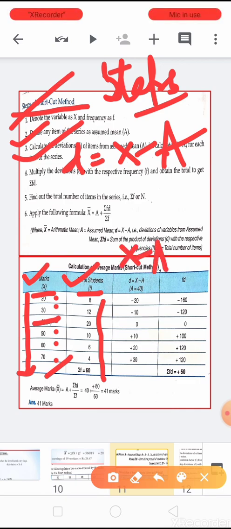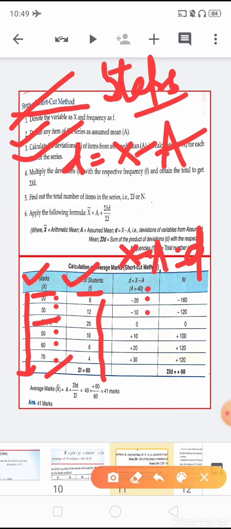x minus a is equal to d. Like 40 we have assumed, so the assumed mean we have allotted here is 40. Now 20 minus 40 is minus 20. 30 minus 40 is minus 10. Then 40 minus 40 is 0. 50 minus 40 is plus 10. 60 minus 40 is plus 20, and then plus 30. Now we have the value of deviation, that is x minus a.